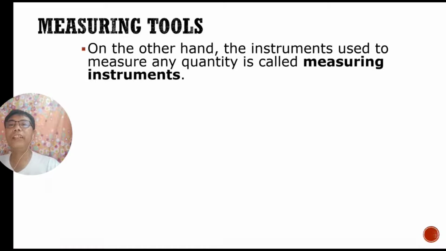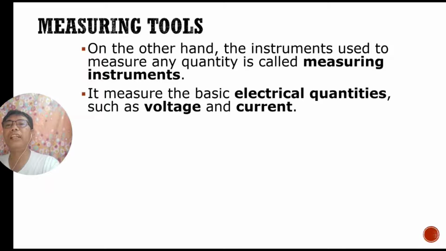Now, on the other hand, the instruments used to measure any quantity are called measuring instruments. Any quantity is measured by measuring instruments in general. So they measure the basic electrical quantities such as voltage and current. These are the two basic elements in terms of electrical quantities that can be measured.